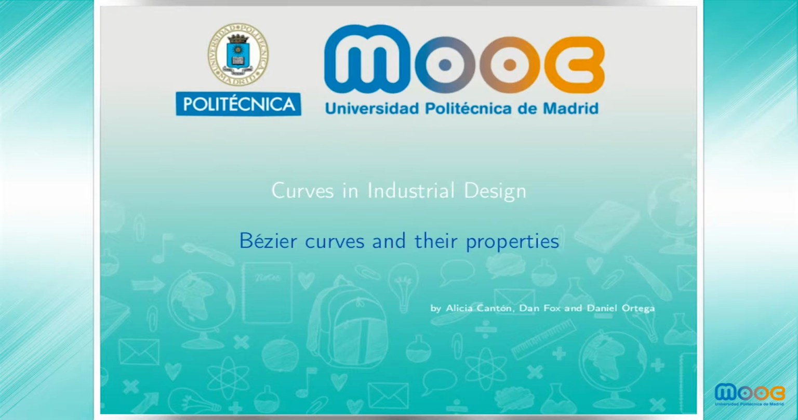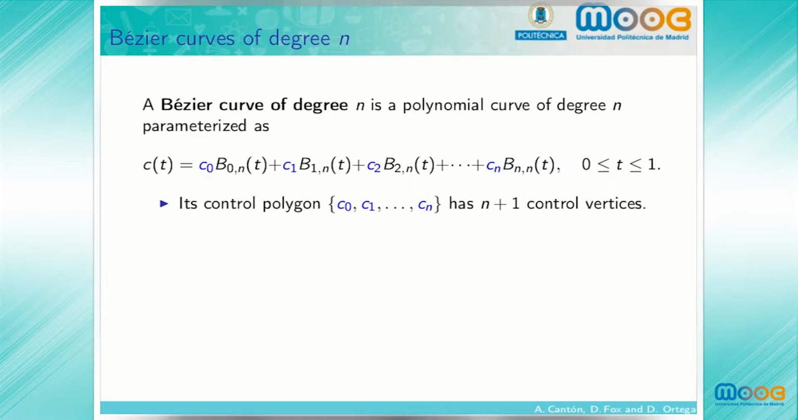Curves in industrial design. Bezier curves and their properties. A Bezier curve of degree n is a polynomial curve of degree n parameterized in terms of the Bernstein polynomials of degree n and the n+1 control vertices for t between 0 and 1.